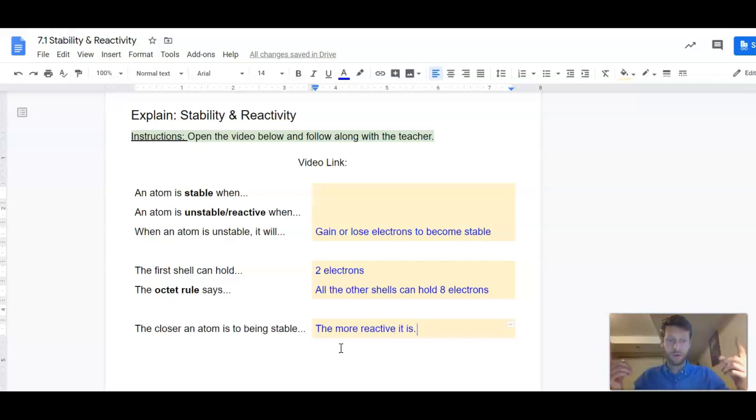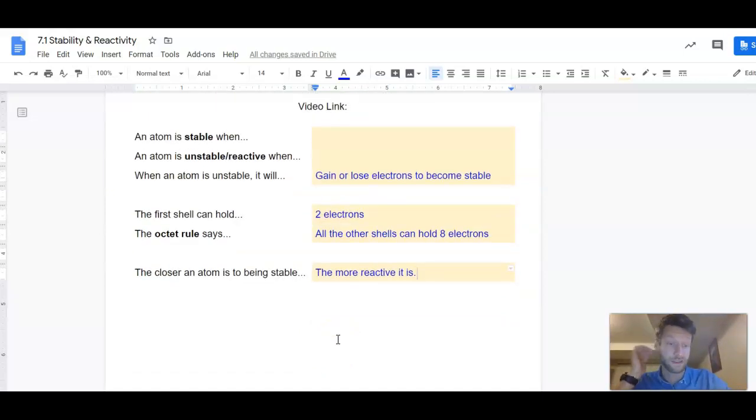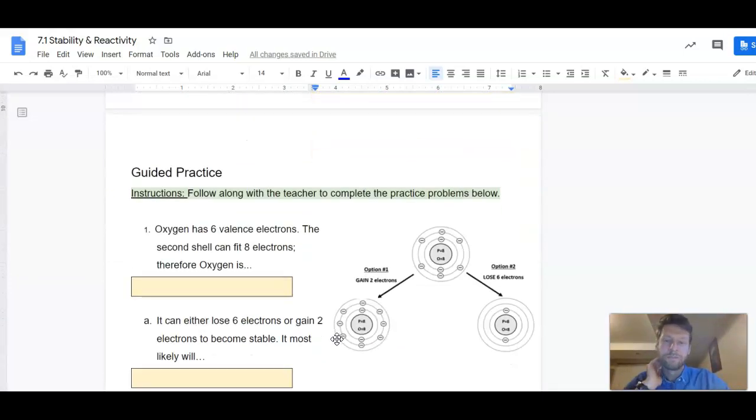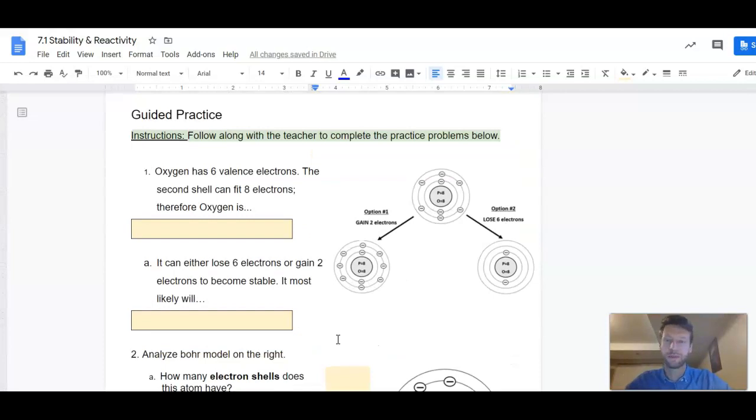So atoms act in the same way. If they're really close to being stable, they really want to either gain that electron or get rid of it. So they're going to be doing everything they can to get that last electron. They're going to be very reactive. If they're further away, it's harder to get those electrons. It's harder to give away those electrons. They're less reactive. Now, let's put this into practice. How do we actually use this information to understand some chemistry?